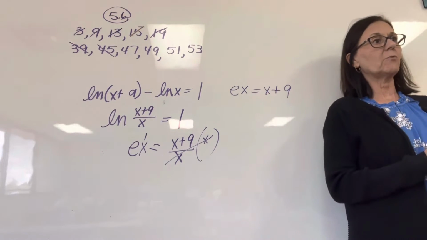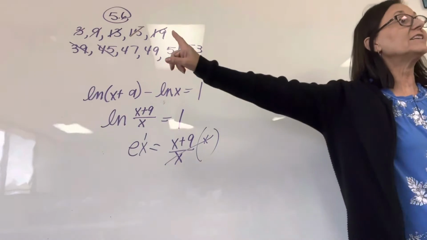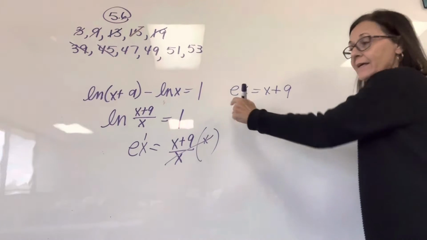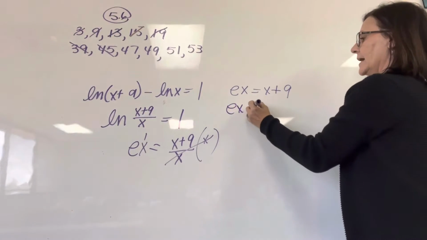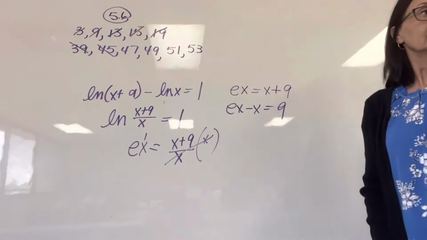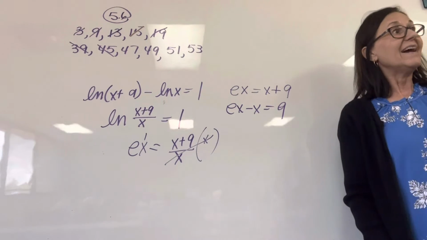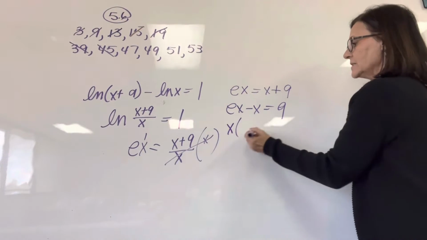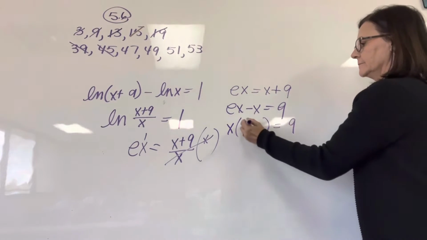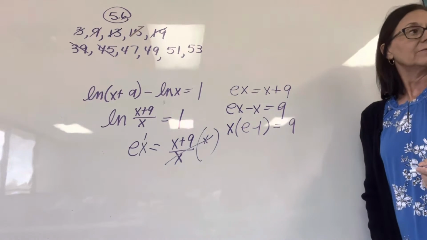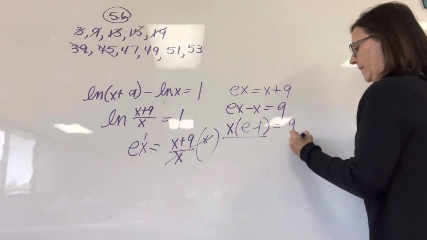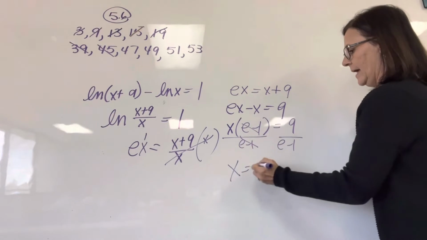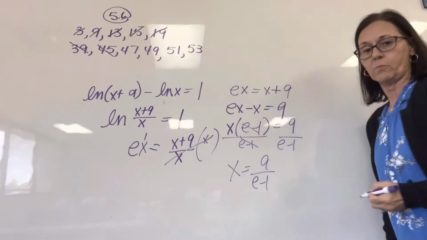I want x equals, so what do I do? Subtract. I move every term with an x in it to one side of the equal sign. I'm subtracting the x. So it's e x minus x equals 9. No, I mean you factor. Now I factor out the x. What's left inside the parentheses? E minus 1. Now what do I do? Divide by everything that is not x. Because you have to have x equals something. X equals 9 over e minus 1.